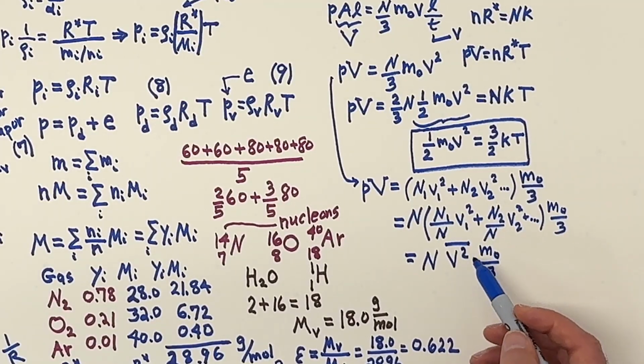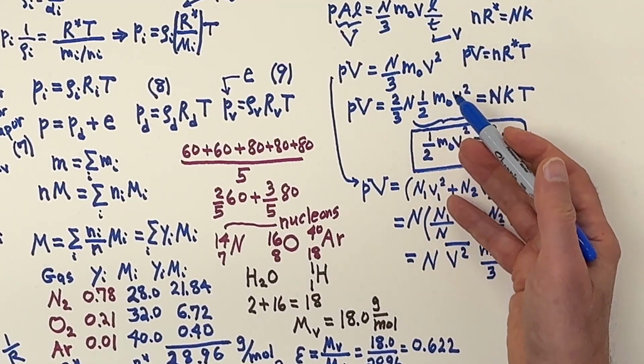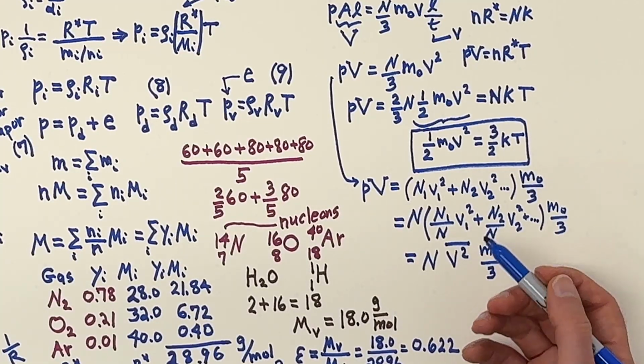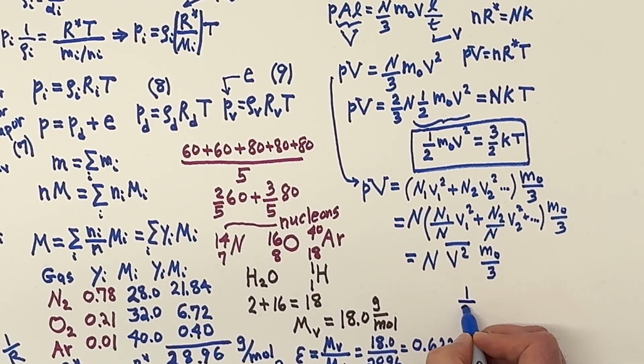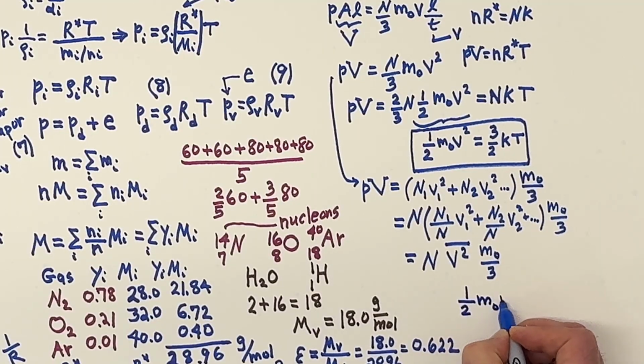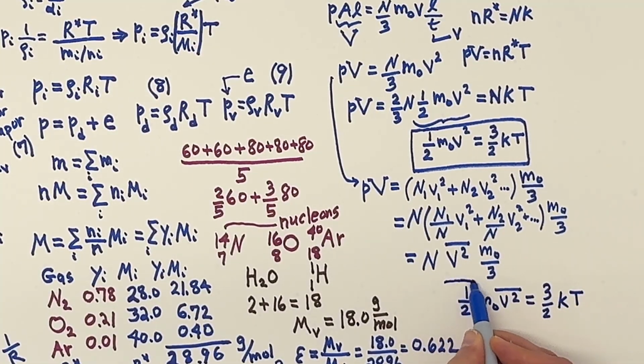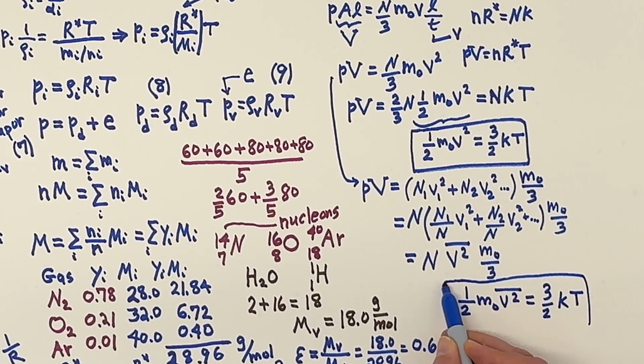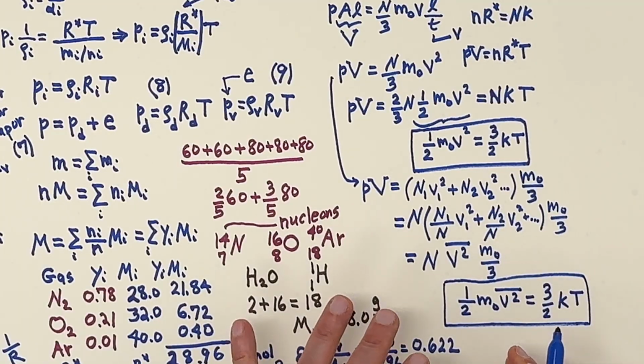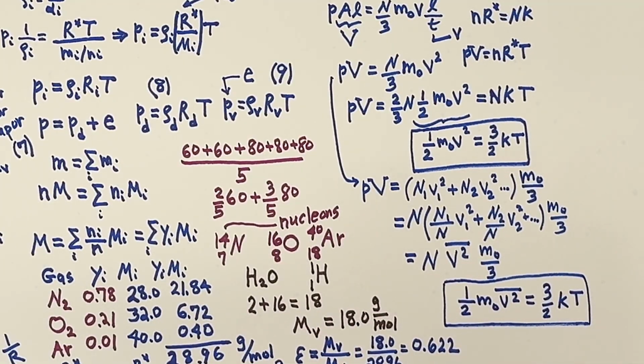So we have the same equation we had above. The only difference is we had to put a bar over the V. So we're going to do that here. 1/2 M naught V squared bar is equal to 3/2 KT. Now, this equation is very important. We can see that it's the same formula we had here, but now we're looking at the average velocity squared. You're squaring the velocity. And this would be the average kinetic energy per particle.